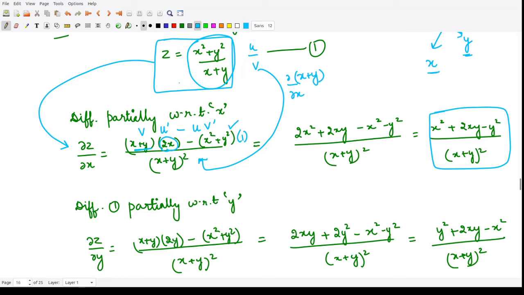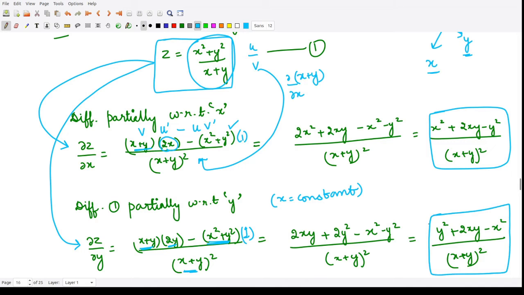Next we will perform the partial derivative of this term z with respect to y. Here we will keep x as constant. Again we will apply the quotient rule: denominator square, denominator as such times the derivative of the numerator. Now the numerator's derivative we are taking partially with respect to y, keeping x constant, so it would be equal to 2y, and then minus numerator as such, x square plus y square, times the derivative of the denominator, which is equal to 1. You could simplify this term, and this is what you got from here.